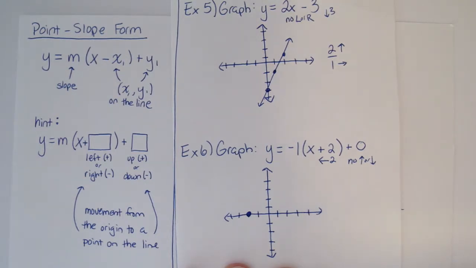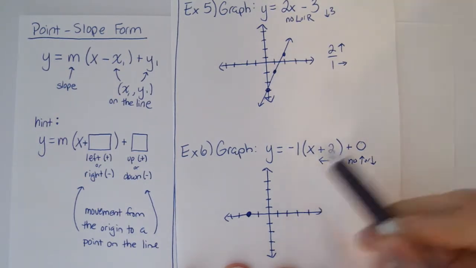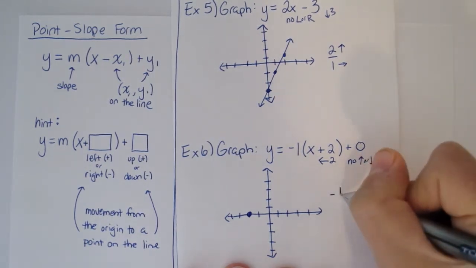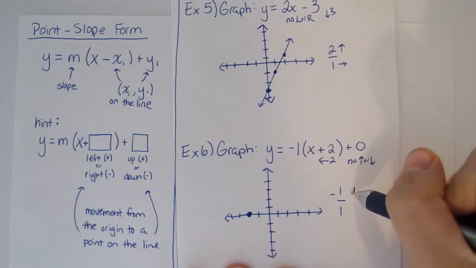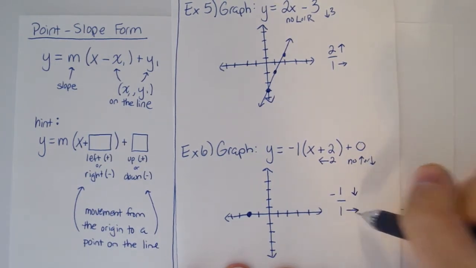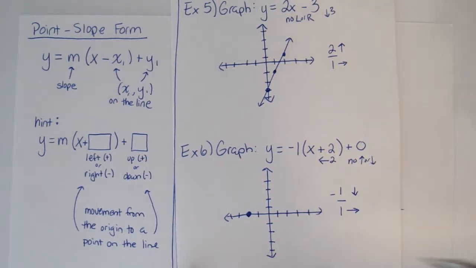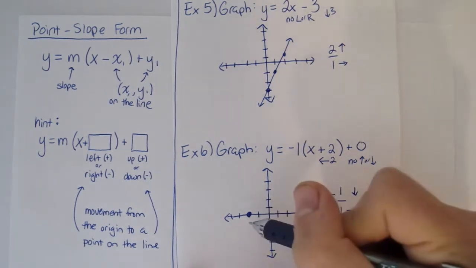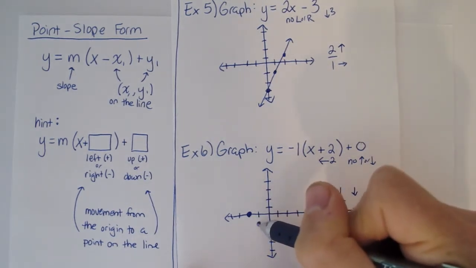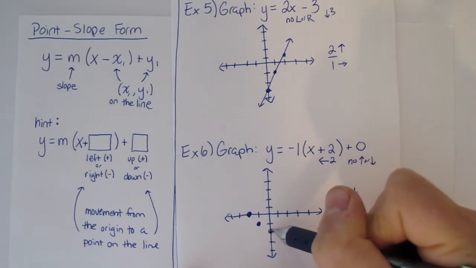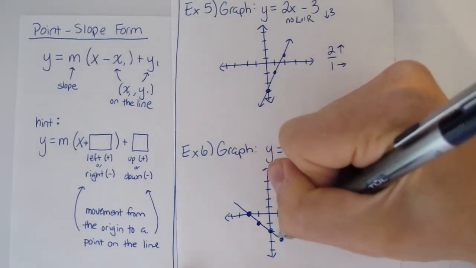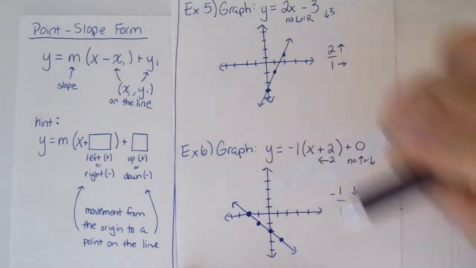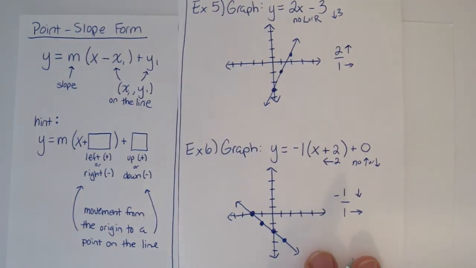To figure out where to go from there, I'm going to use the slope. So the slope is negative 1. That's the same thing as negative 1 over 1. A minus 1 means go down, and then you always move to the right. So from this point, I'm going to go down 1, right 1. Down 1, right 1. And you can do that as many times as you need to until you're able to draw your line. So there it is.